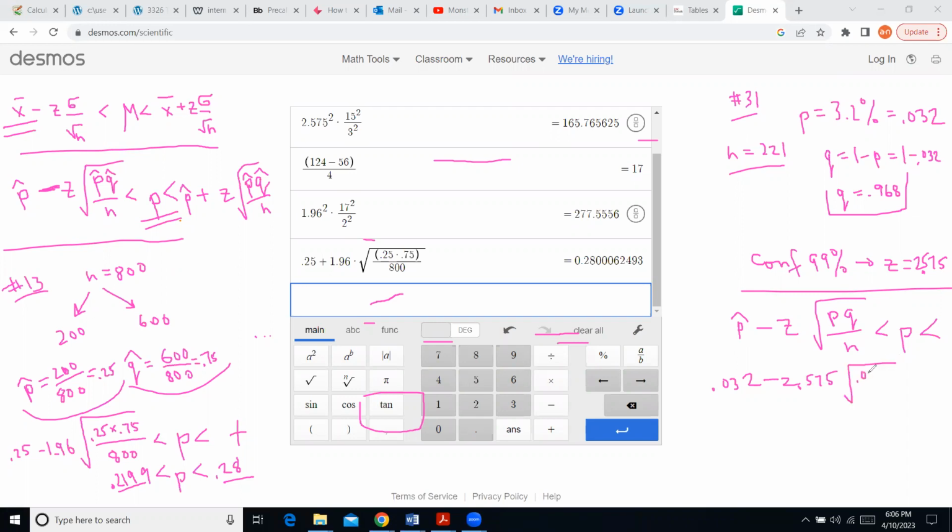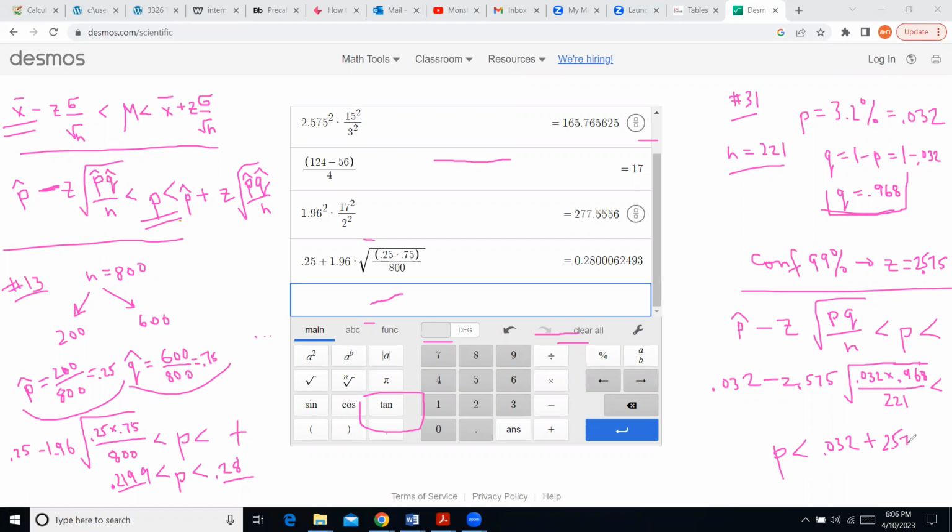So 0.032 here times what I just found, Q, 0.968. And then divide by the sample size 221. So this is my left side. And then for the right side, I'm going to do the same exact thing, but put a plus, right?